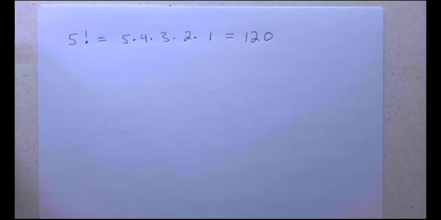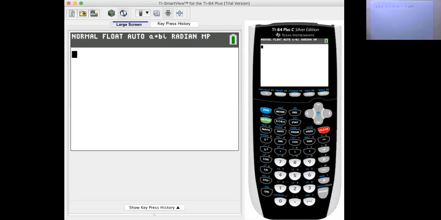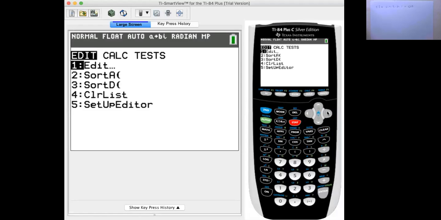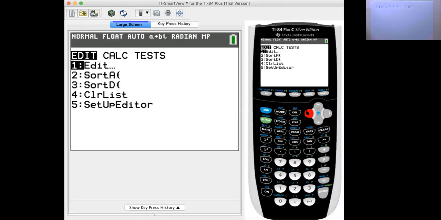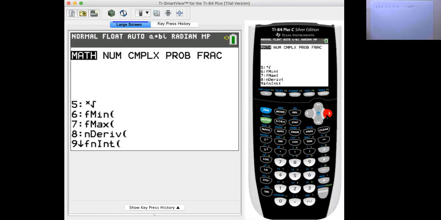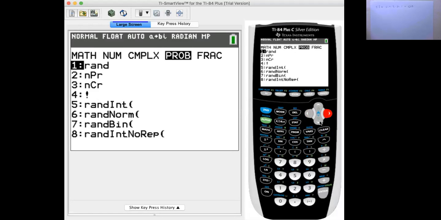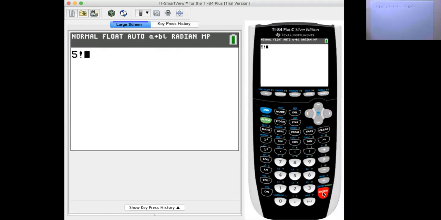We certainly can do that on the graphing calculator. If we pull that up, we look for 5 factorial. Math, probability, and there's factorial, number 4. So the factorial button is under the math menu, PROB probability, 5 factorial to give me 120.